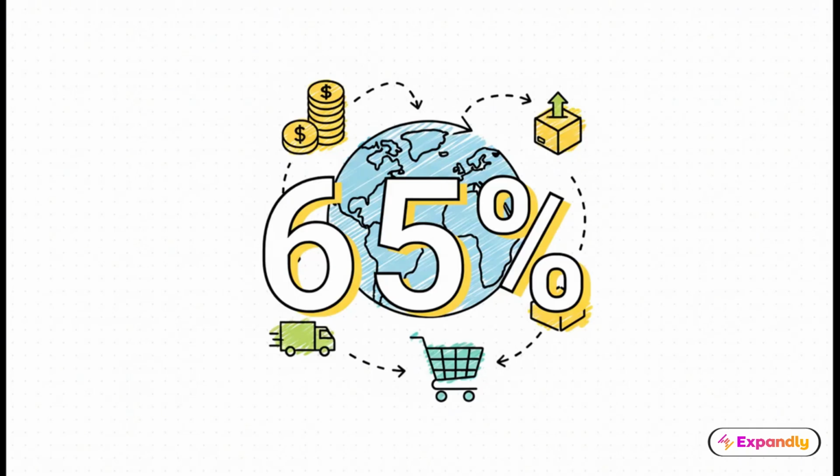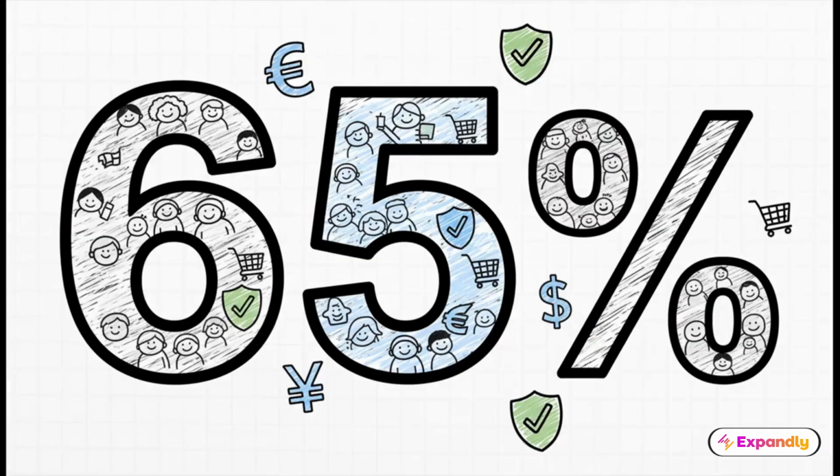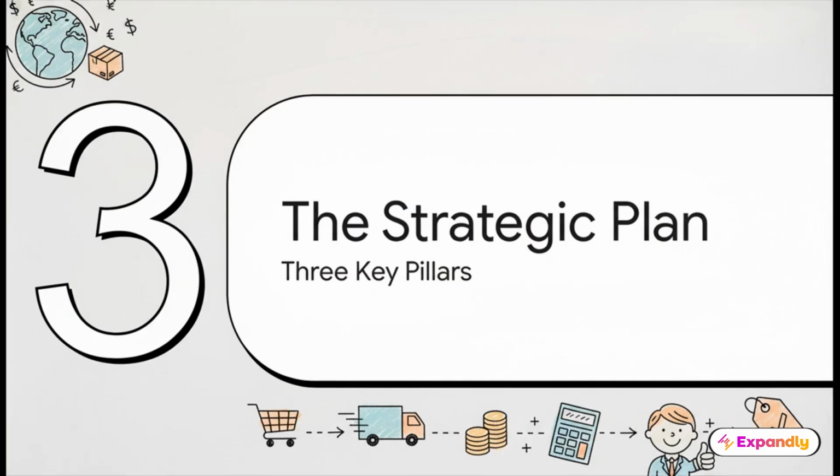So why does getting all this nitty-gritty detail right matter so much to the actual customer? Well, a recent Shopify report gives us a pretty massive clue. Get this, a huge 65% of shoppers are more likely to hit that buy button if the price is shown clearly in their local currency, with no nasty surprises at the end. You see, it's not just about convenience, it's about building trust. It's about showing respect. It makes your brand feel local, not like some distant foreign company.